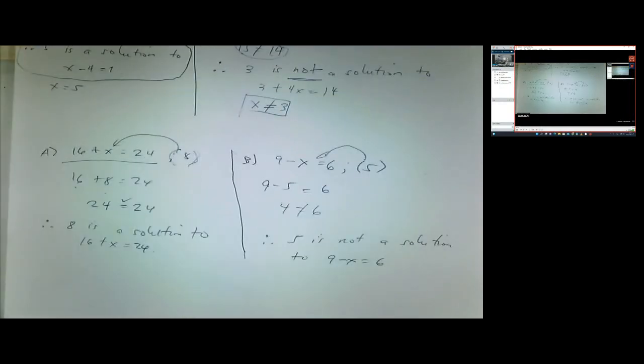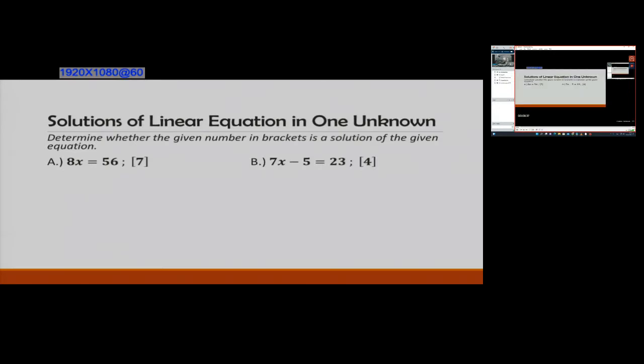Okay? Any question? Okay. So, how about this one? Letter A. 8x equals 56. Is 7 a solution or not a solution? Is it a solution or not a solution?